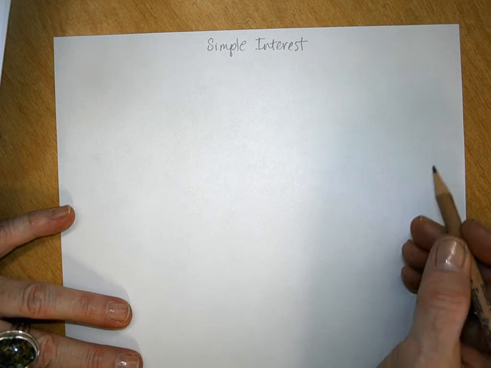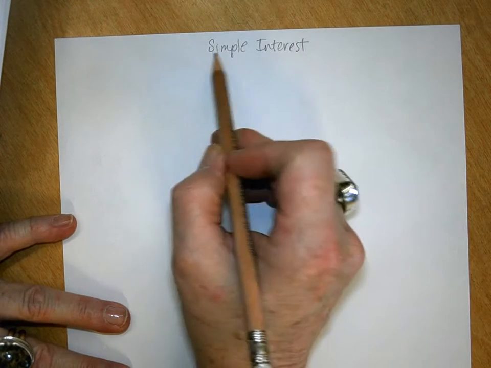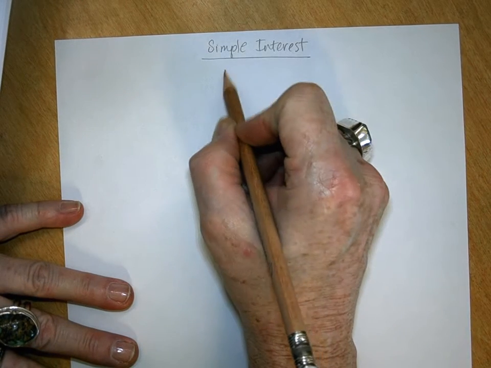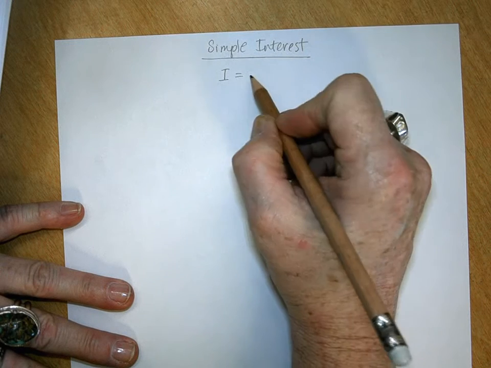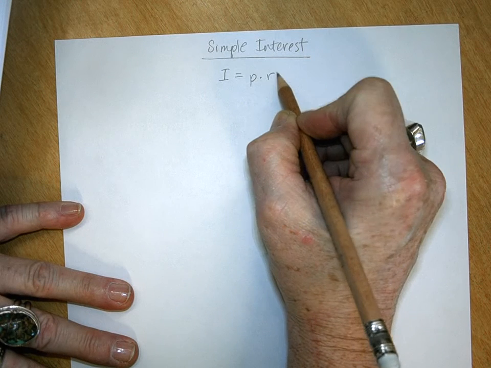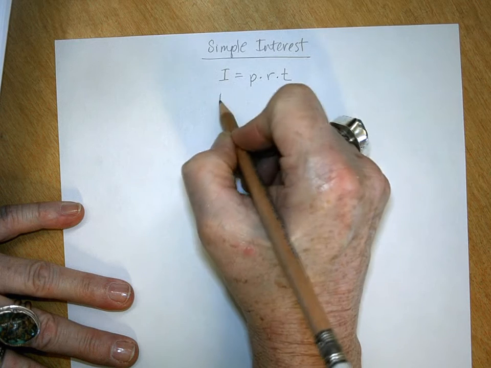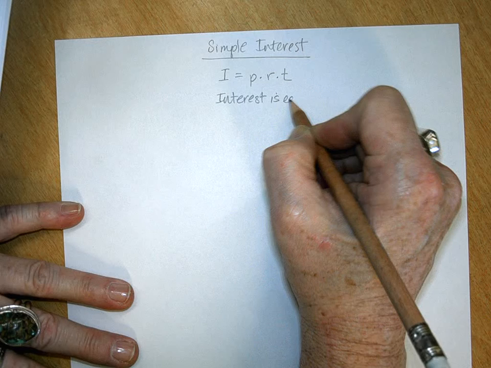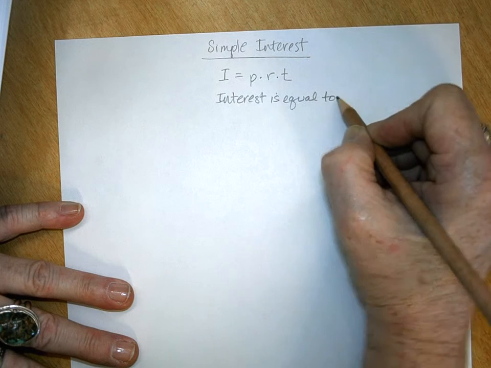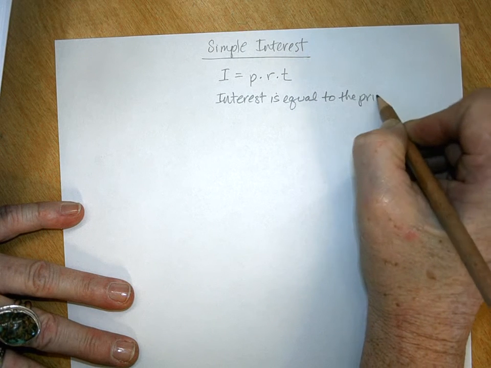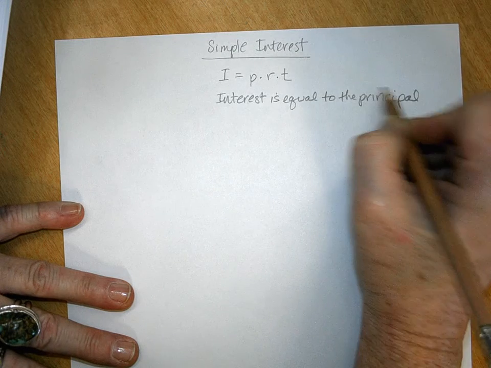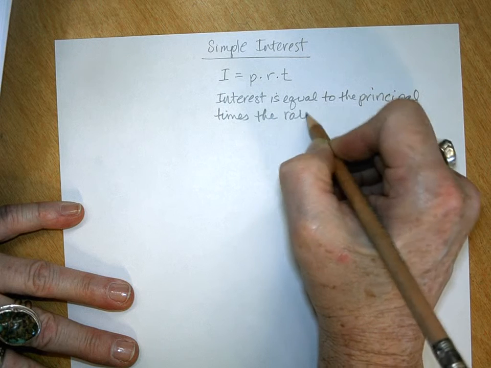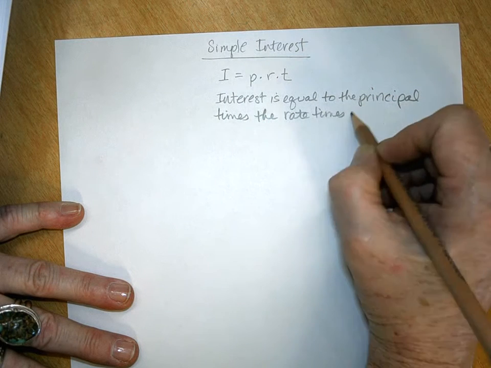This is a video on finding simple interest. When we say simple interest, it simply means using the formula interest is equal to principal times rate times time. So interest is equal to the principal times the rate times the time.